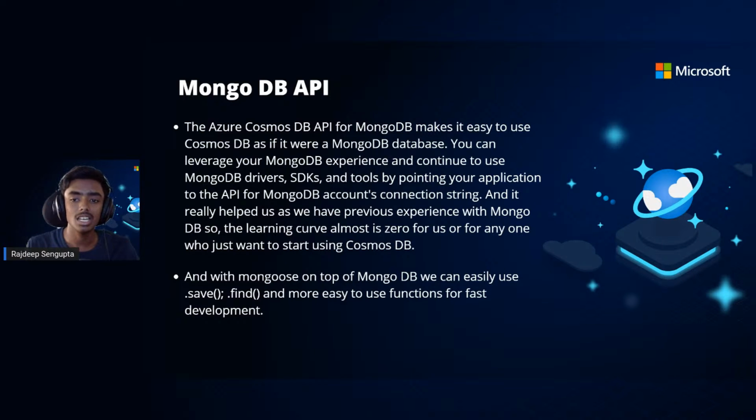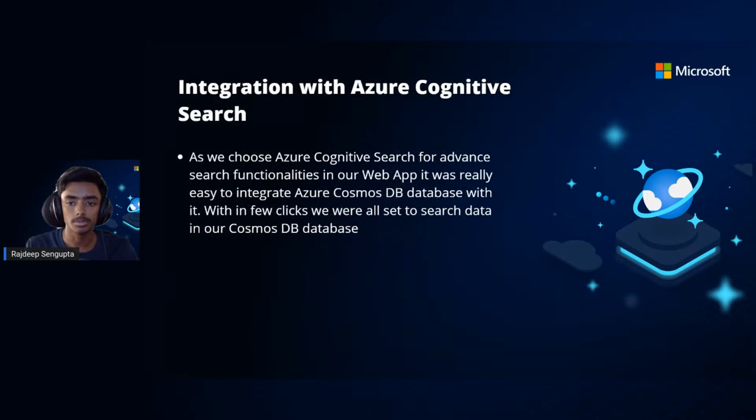And it really helped us as we have previous experience with MongoDB, so the learning curve is almost zero for us. And for anyone who has already experienced MongoDB, it's also going to be a zero learning path for using Cosmos DB. And with Mongoose on top of MongoDB, we can easily use .save, .find, and more easy-to-use functions for fast development.